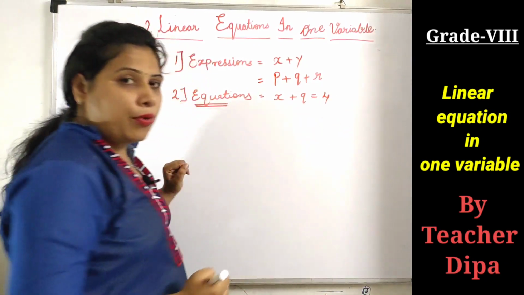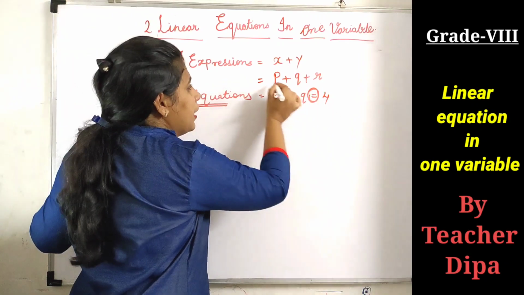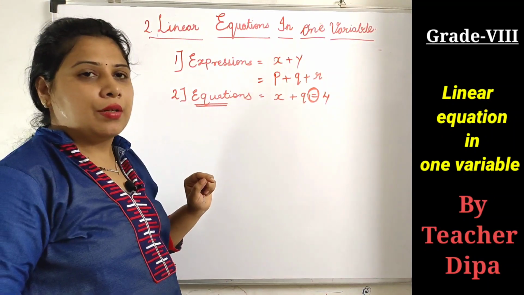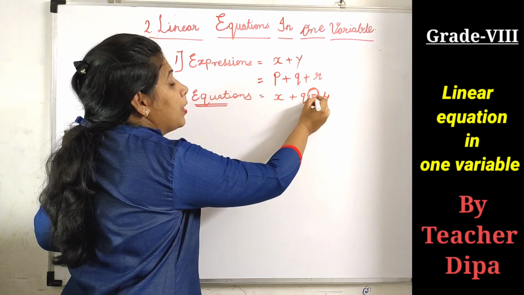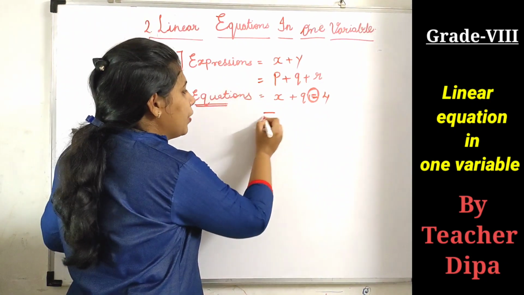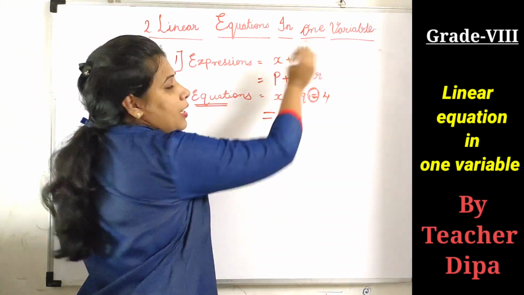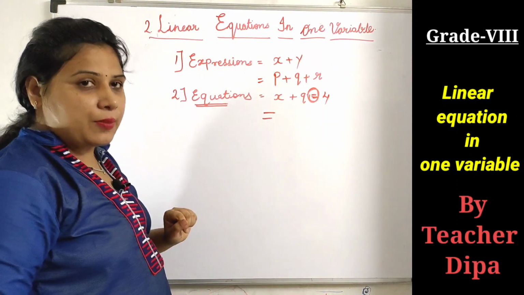Suppose I am writing here 4. So when this sign comes in the expression, it becomes an equation. In short, in an equation, equal must be there. The sign of equal should be there, whereas the expression is just expressing. So this is about equation and expression.